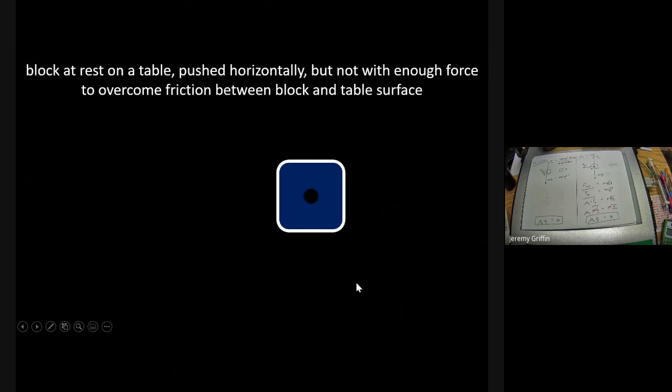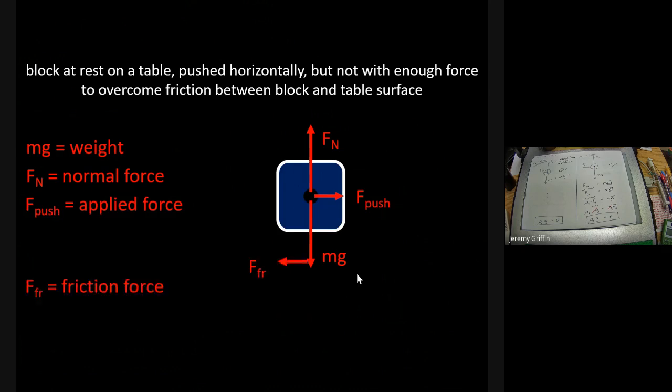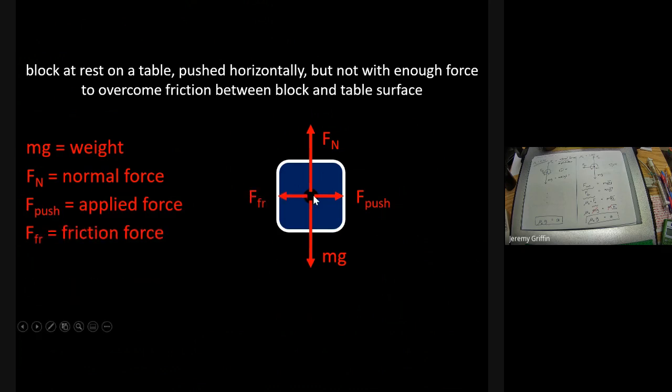Boom, boom, done. What if you're pushing it horizontally, but it hasn't broken the friction yet, just like I showed you guys a moment ago? Well, maybe there's an applied force and a friction force that are also balanced for the block to be at rest. At rest is one example of equilibrium. Does equilibrium necessarily mean at rest? No, equilibrium just means there's no net force and therefore no acceleration.